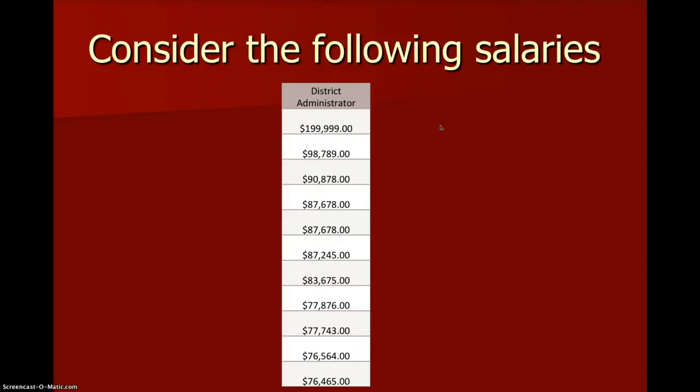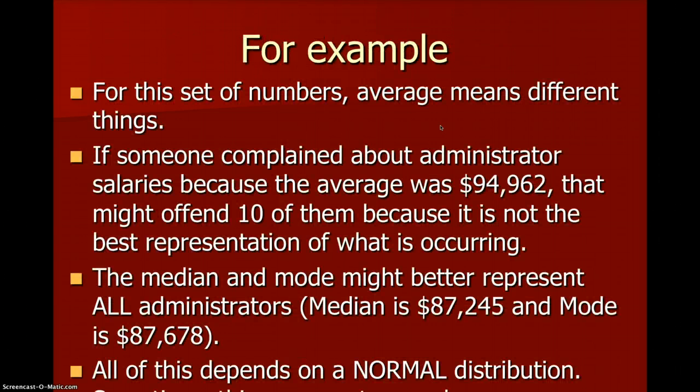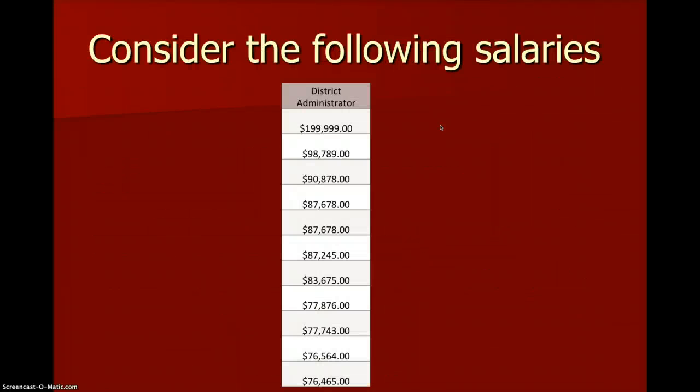Here we have the salaries of district administrators from a school district, ranging from $199,000 down to $76,465. Very often somebody might say, what's the average district administrator salary? And we can do that with this. If we do that, that means that the average district administrator salary is $94,962. Because what we do is we add those up and we divide by 11 and we come up with that number.